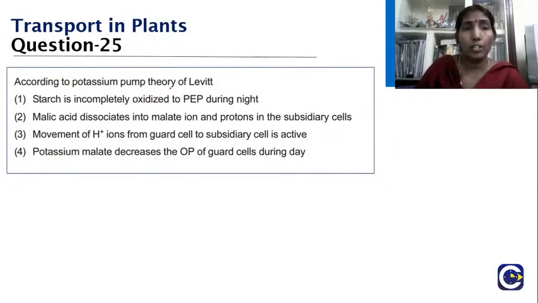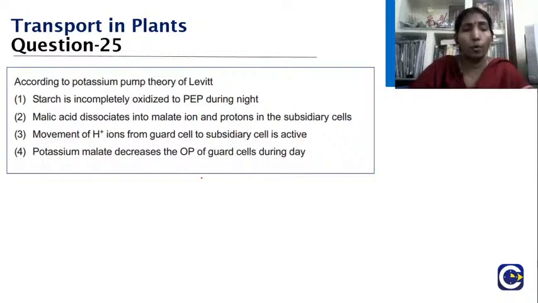Now, according to the potassium pump theory of Levitt, which we already discussed in a previous slide, the starch is incompletely oxidized to PEP during night. Malic acid dissociates into malate ion and protons in the subsidiary cells. Movement of hydrogen ions from guard cell to subsidiary cell is active. Potassium malate decreases the osmotic potential of guard cells during day. So what should be your nearest answer for this?